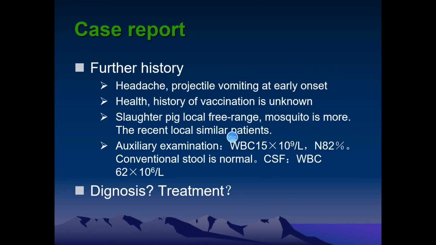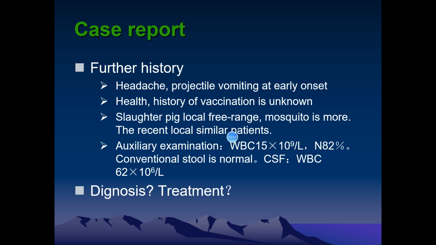Also we know from the history that the boy has headache and projectile vomiting at early onset. Before this disease, he was healthy, history of vaccine is unknown. A slaughter pig, location free range, mosquito is common. The recent location has several patients.